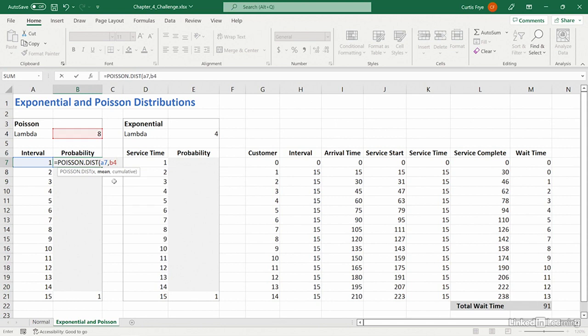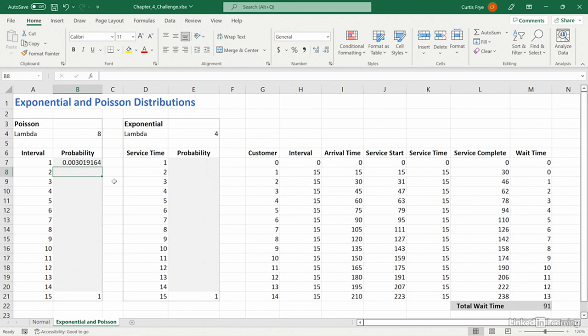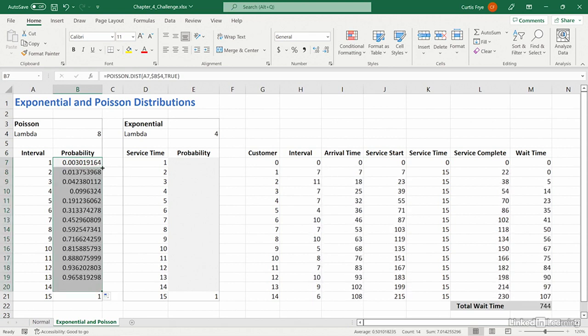I do not want that to change, so I'll press F4 or Command T on the Mac, then a comma, and I do want the cumulative distribution function. So I will press Tab to accept TRUE, right parenthesis and enter. There's the lookup, and I will double-click the fill handle at the bottom of B7 after I select the cell, and the formula copies down, and you can see the probabilities for getting a particular time or less.